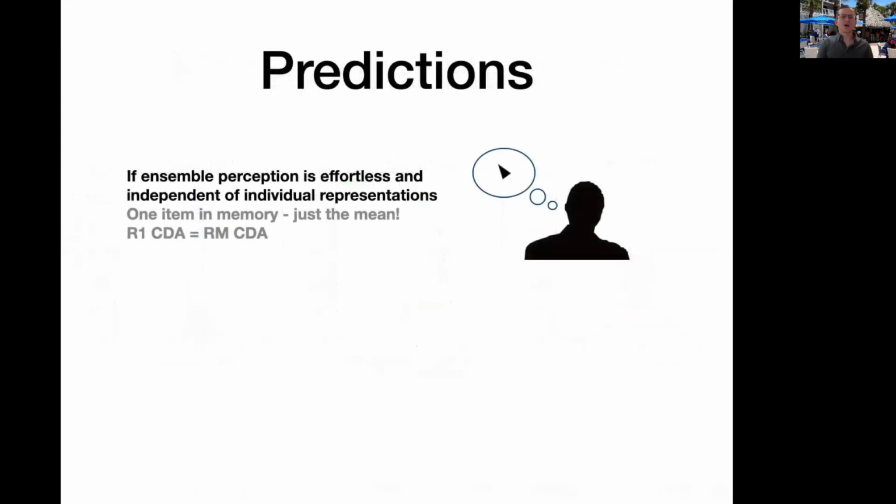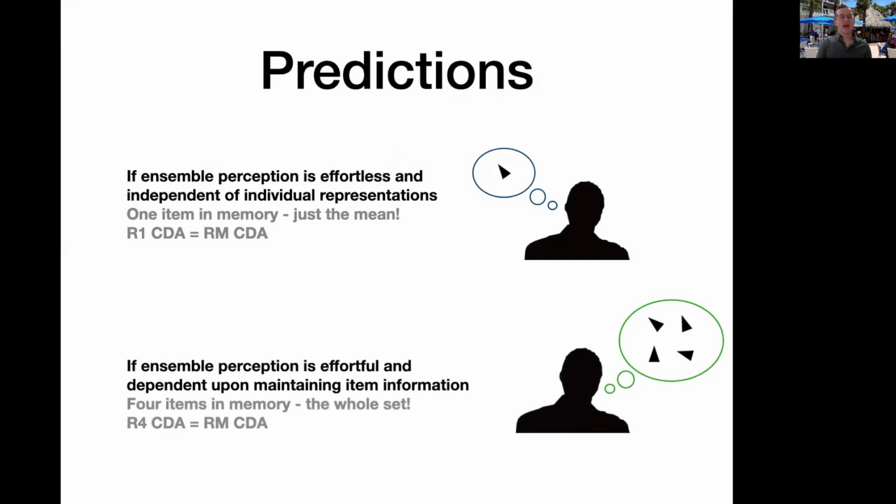Now, let's talk about our CDA predictions. If ensemble processing is effortless and independent of individual item representations, then we would expect subjects to hold only one item in memory over the delay, just the mean. This means the CDA should be the same in the remember one and report mean conditions. However, if ensemble processing is effortful and dependent upon maintaining item information, then we would expect subjects to hold all 4 items in memory, the whole set. This means that the CDA should be the same in the remember for and report mean conditions.